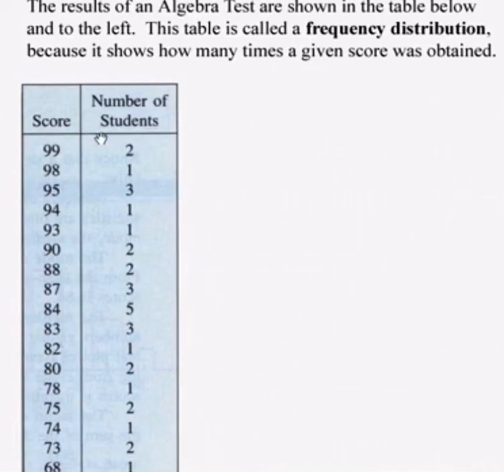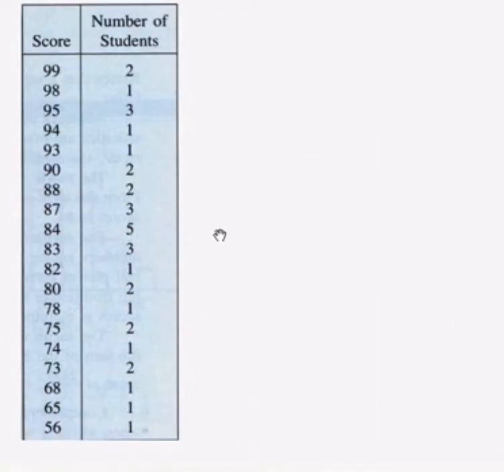So here we have the score itself. So there were 2 students that got a 99, 1 that got a 98, 3 that got a 95, 5 students that got an 84, all the way down to 1 student that got a 56%.